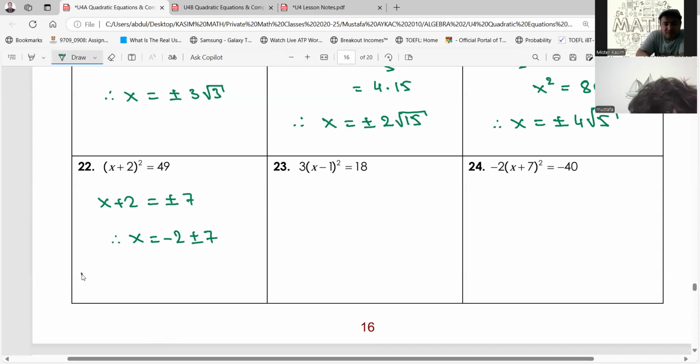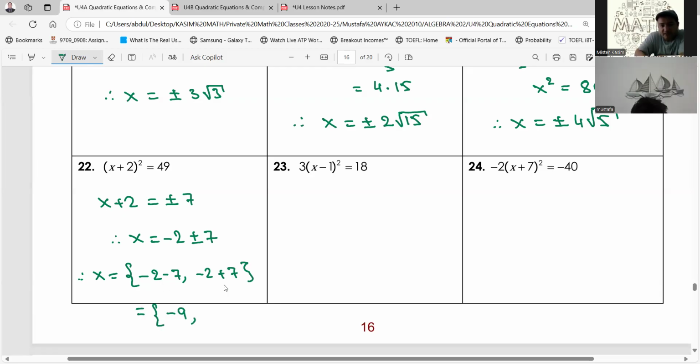Actually, what does it mean, Mustafa? If you just list the solutions, that means the first solution is negative 2 minus 7, and negative 2 plus 7, right? But now I can simplify this. Negative 2 minus 7 is negative 9, negative 2 plus 7 is 5. So these are the solutions. Okay?